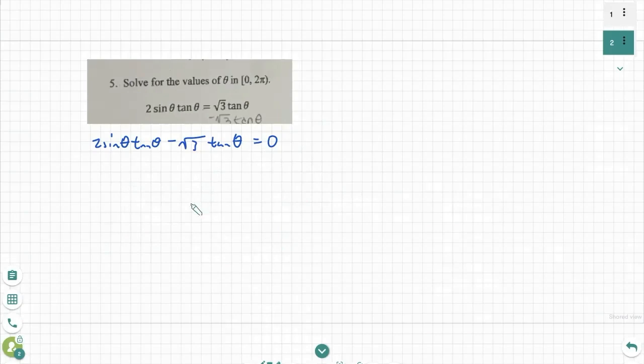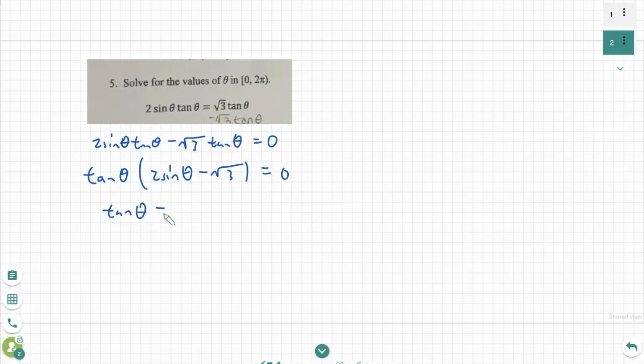Okay, so what can you do? You can factor out the tangent. So what do you get? You have tangent theta times 2 sine theta minus the square root of 3 equals 0. Now the equation is equal to 0, so the factors are equal to zero. So what do you get? Tangent theta equals 0.